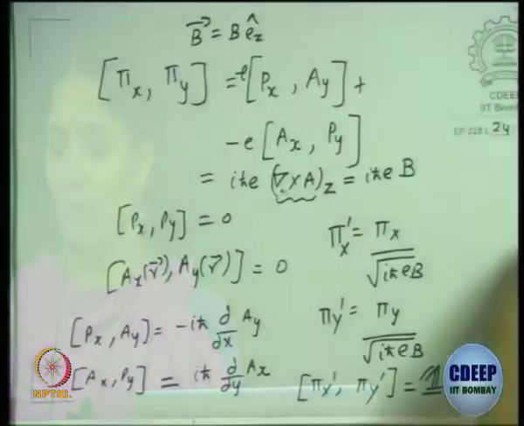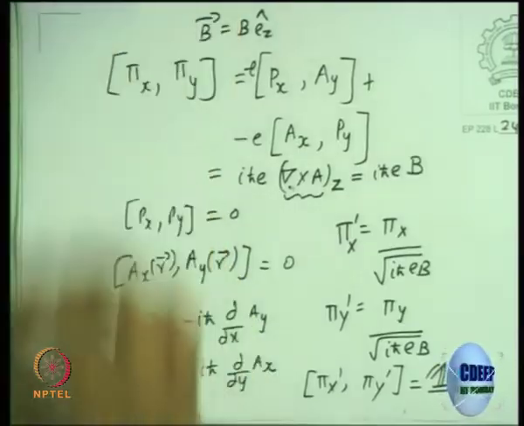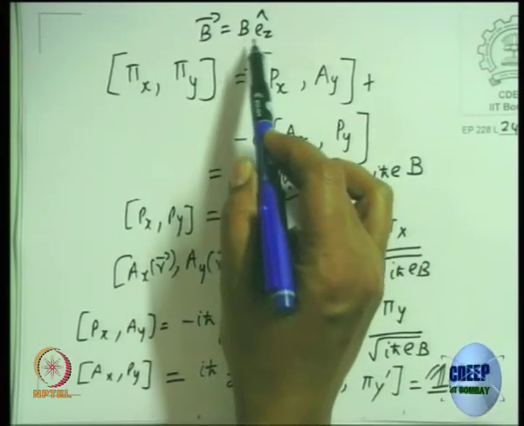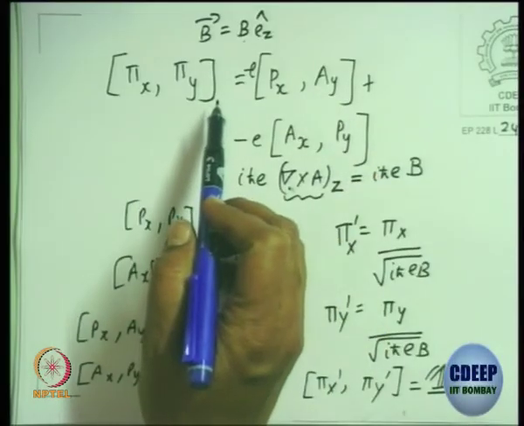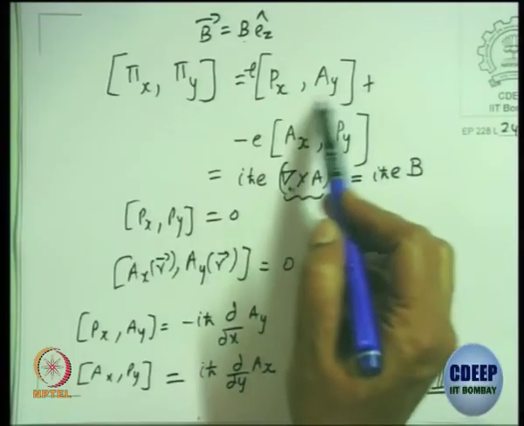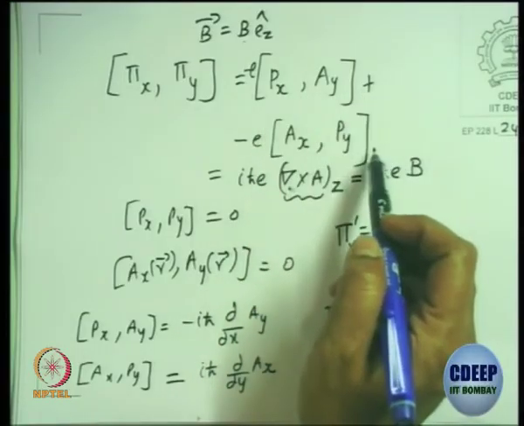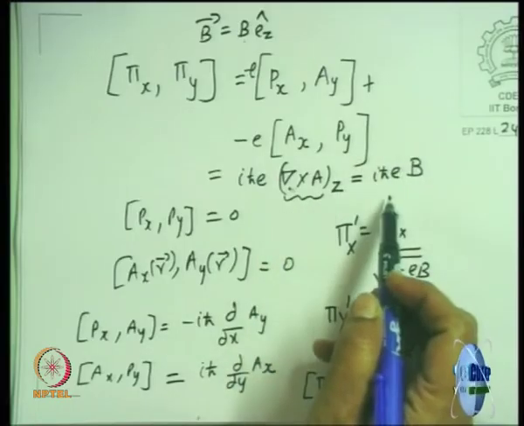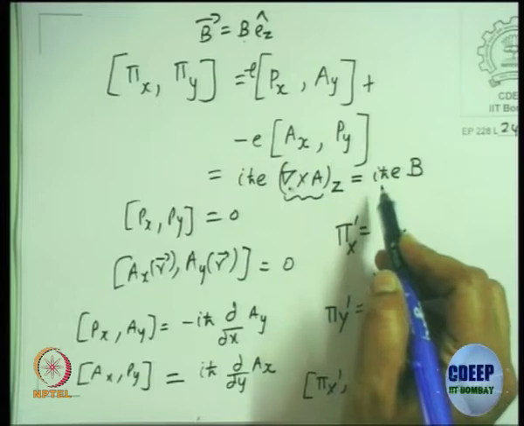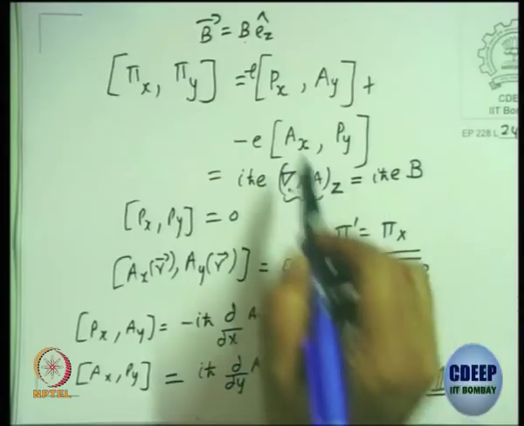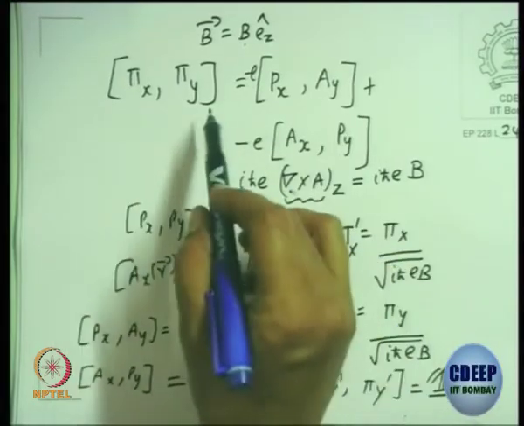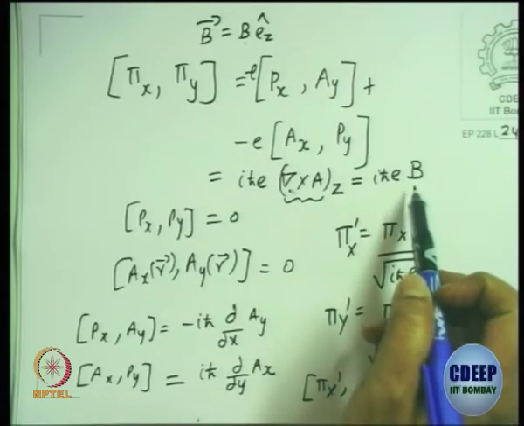So using these data, let's work out for a particle in a magnetic field along the z direction, magnitude B. Try to compute [πx, πy]. The non-zero commutators are px with Ay and Ax with py, and that gives us a constant. Okay. So [πx, πy] is not 0 like [px, py], but it is non-zero and it is a constant, which depends on the magnetic field.